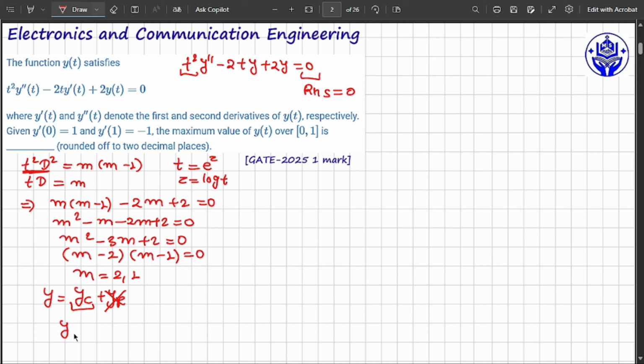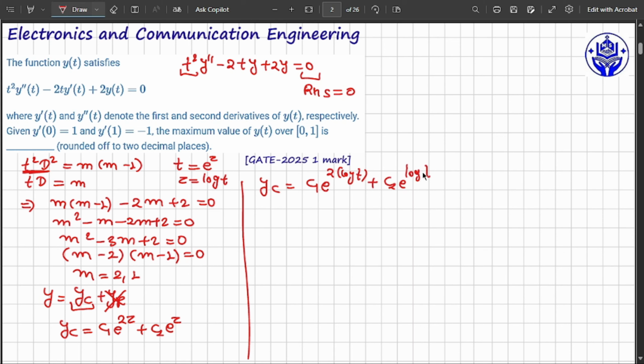Now y of c, if the roots are real and distinct, is c1 e to the power of 2z plus c2 e to the power of z. It is in the form of z, not in the form of t, just remember this. Now replacing, y of c equals c1 e to the power of 2 log t plus c2 e to the power of log t. Of course, it will be c1 t square plus c2 t.